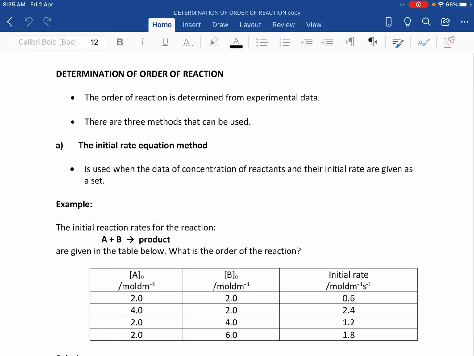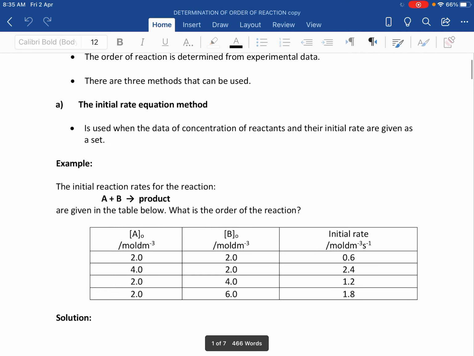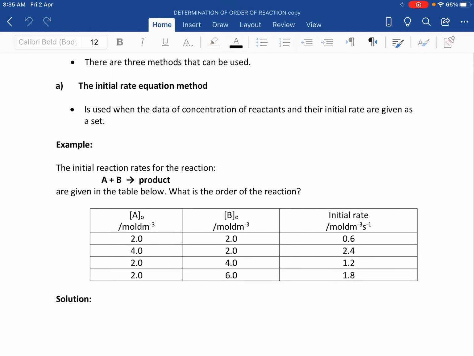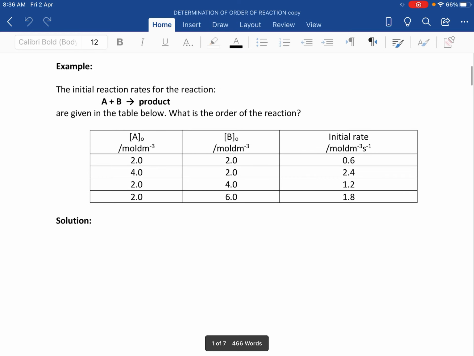So let's take a look at the first method. The first method is called the initial rate equation. We have discussed this earlier, during how to write the rate law equation. So we treat this just as revision, since we have already learned it before. Take a look at this example.